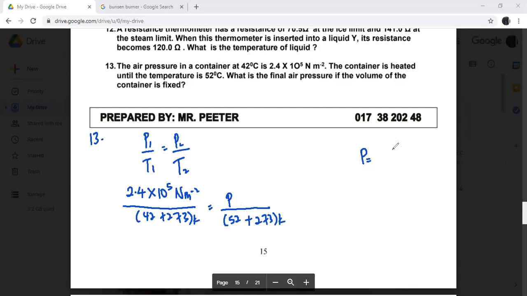Anyone? 2.48 times 10 to the power of 5. Can you repeat it again? 2.48 times 10 to the power of 5, Pascal or Newton per meter square. So this is the pressure law. All right. So pressure law, Charles' law, must change the temperature to Kelvin. Okay, anyone got a problem with the usage of this formula? No, not at all. Okay, very good.